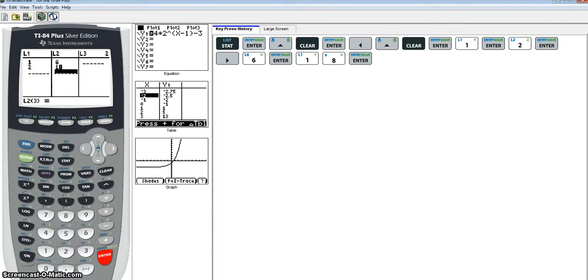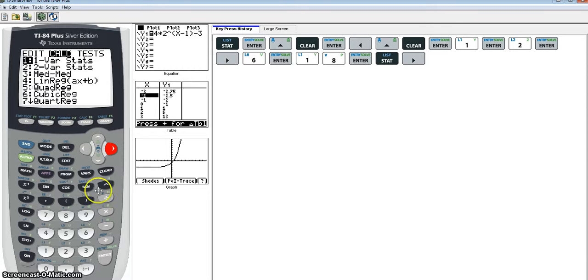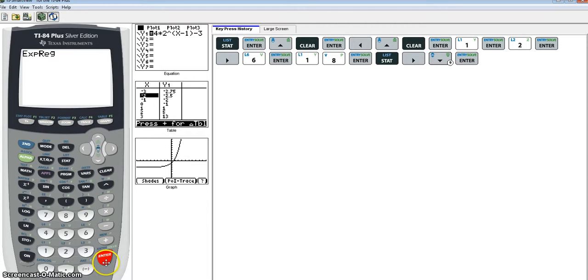Okay. Then we go back to Stat. Now we're going to calculate, and this problem asked you for the exponential equation. So we are going to look for exponential regression, which is right there. Okay, so I'm going to pick that. And then depending on your calculator, you may have to hit enter a couple of times. And so they give you the equation so that your y equals your a value times b raised to the x power. And so a is 2 and b is 3.